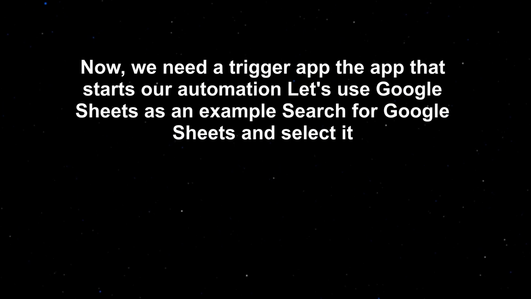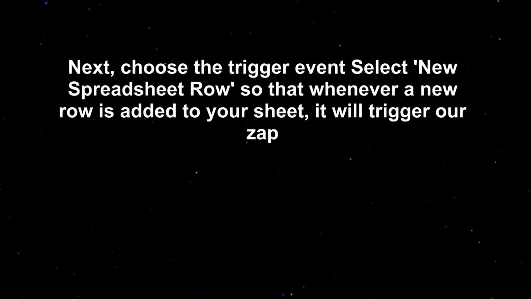Now, we need a trigger app, the app that starts our automation. Let's use Google Sheets as an example. Search for Google Sheets and select it. Next, choose the trigger event. Select New Spreadsheet Row so that whenever a new row is added to your sheet, it will trigger our Zap.